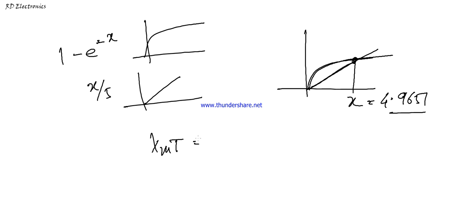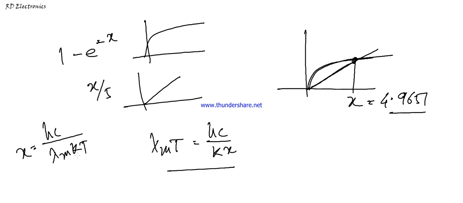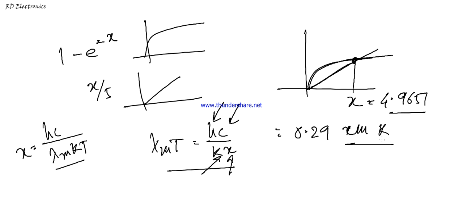Okay, so now lambda m T equals hc by kx. Where do we get this from? Because we considered x equal to hc by lambda m kT. So from this equation, lambda m T equals hc by kx. Putting here the value of Planck constant h, c the speed of light, k the Boltzmann constant, and x equal to 4.9651, we get 0.29 centimeter Kelvin. So this is the constant term. This is also known as Wien's displacement constant.